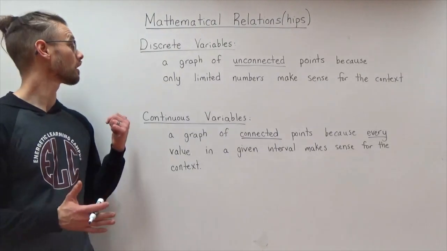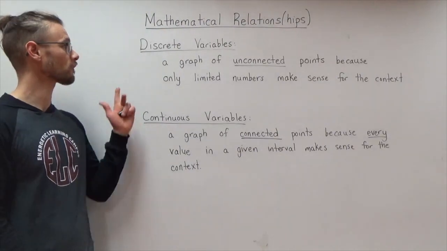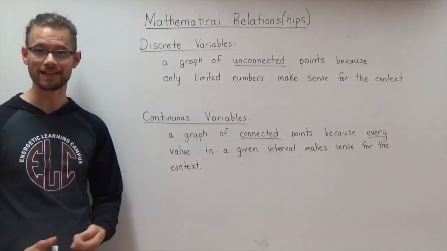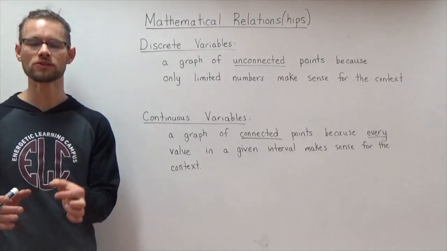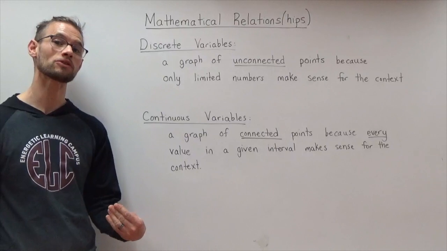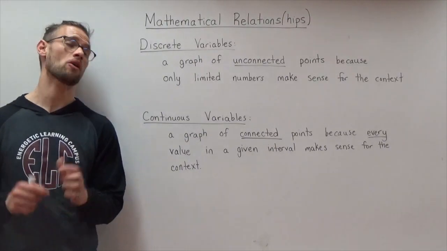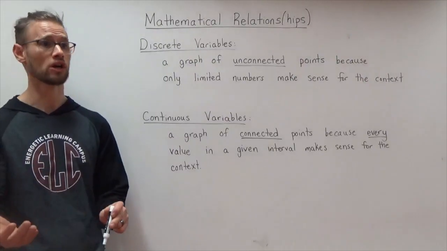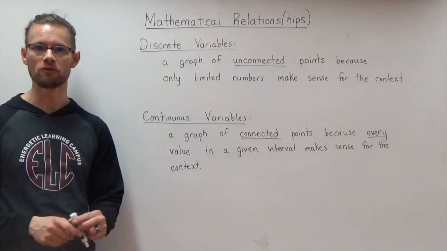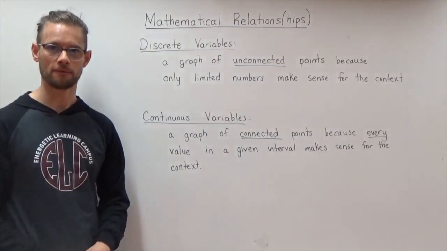So we have to get two terms clarified in our minds. First one is discrete variables. And a discrete variable is a graph of unconnected points because only certain values make sense for that context. For example, the problem we just did with the toothpicks. Well, it wouldn't make sense for me to say, oh, 1.5 toothpicks or 4.2 triangles. There are only certain values where that would make sense. So that's why I never drew a line through that graph.